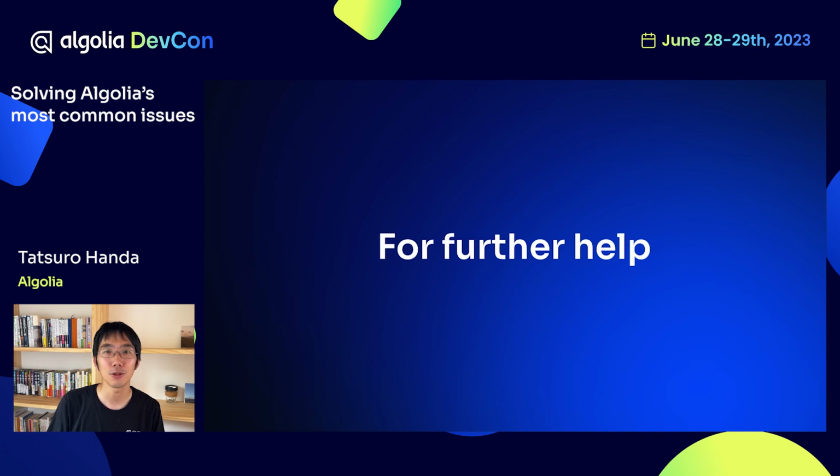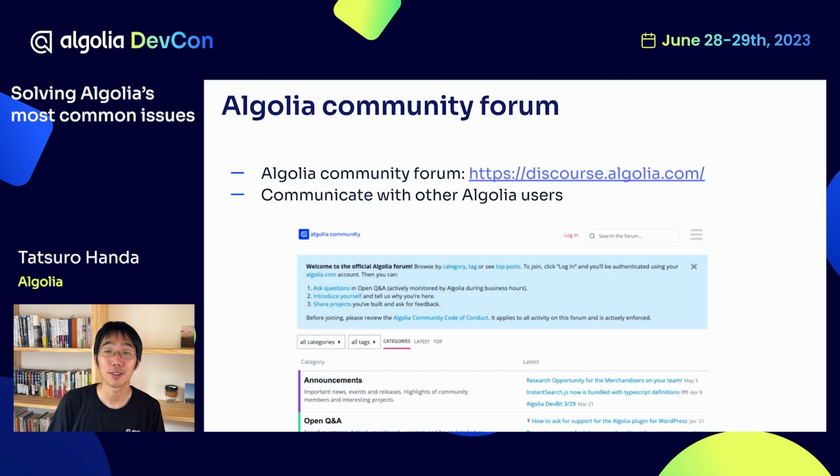Lastly, in case you want to ask more specific questions, I want to introduce a few places where you can do so. The first place is the Algolia Community Forum. This forum is open to all Algolia users, so you can refer to past questions or ask your own questions to get help from other Algolia users.